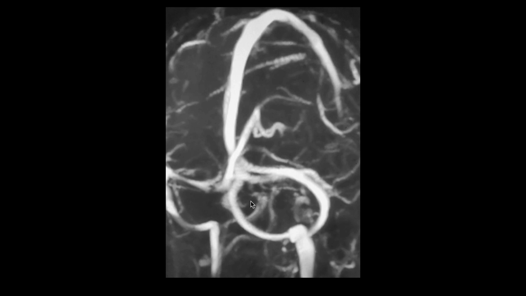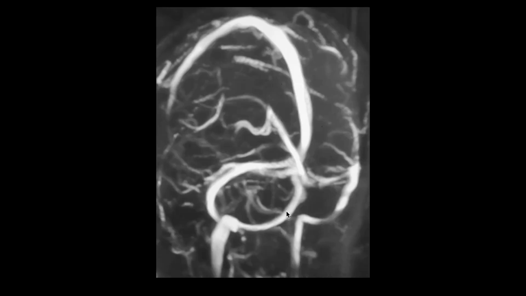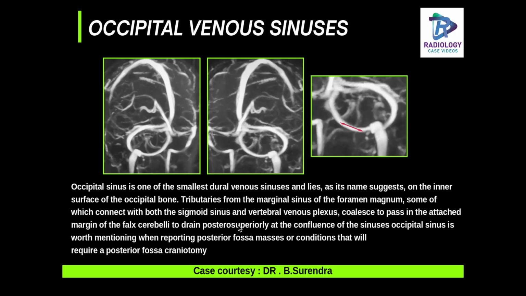Next case, this is a congenital variant. There is a communication of the torcula with the sigmoid sinus directly, with the vein running posteriorly along the occipital bone. In our case, it is bilateral. Such an appearance is called occipital venous sinus. The tributaries are from the marginal sinus of the foramen magnum. They connect both sigmoid sinus and vertebral venous plexus.